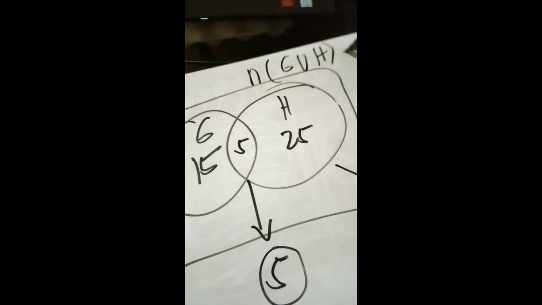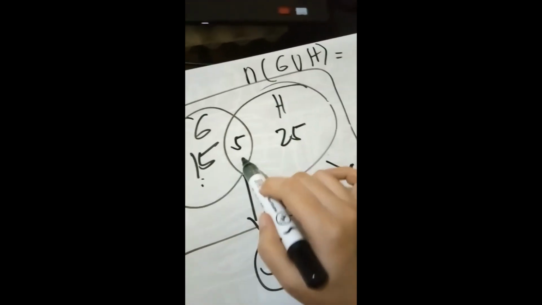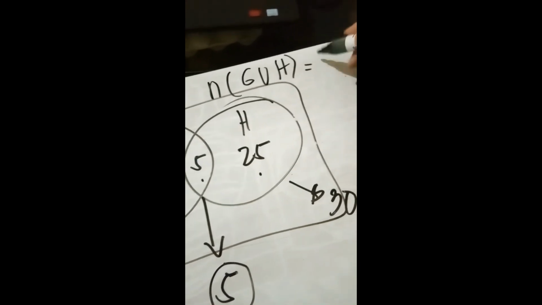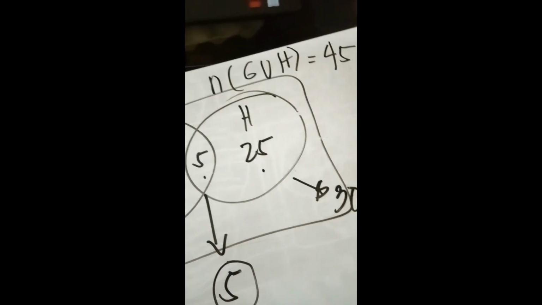Okay, so let's answer the problem. What is the cardinality of G union H? All you have to do is to add 15 plus 5 plus 25. So we have 45. So that is the cardinality of that letter A. O letter B. Kaya nyo na yan. So for letter B, try to solve it on your own.